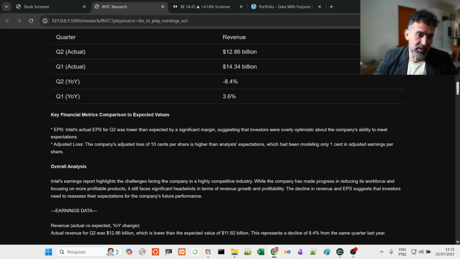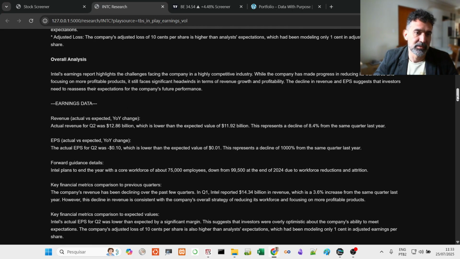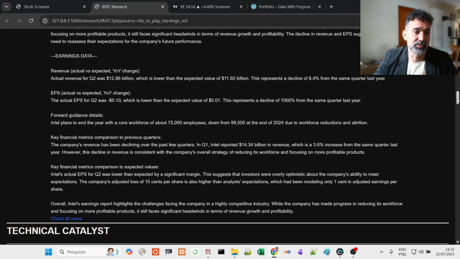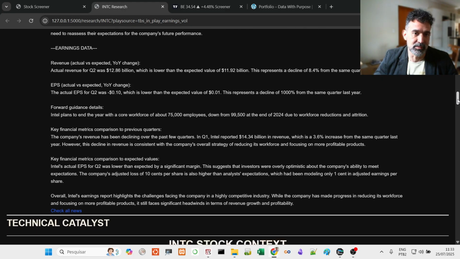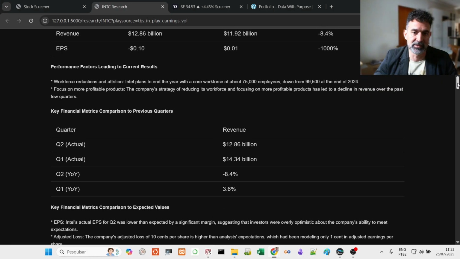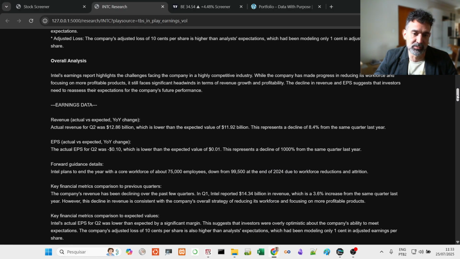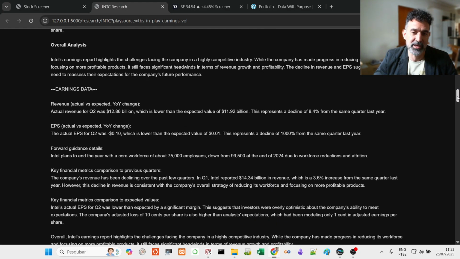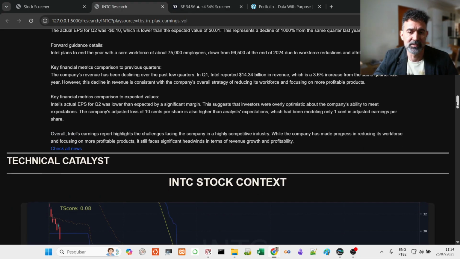Right here, it already gives you the information of what's going on, in this case, with Intel. So you can check all the news if you want, but this is an easier way to find information. This is an implementation that I did using a large language model, and it uses agents to extract, summarize, and format the information. So this is pretty helpful.